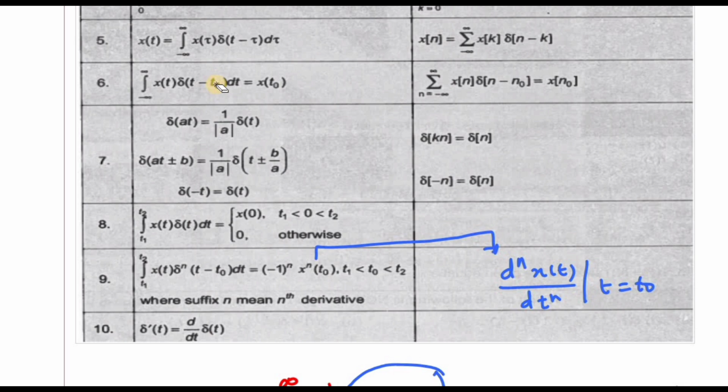Okay, next, so here you can see both are the same, but this one is different. Here you have to substitute t naught instead of t, since it is dt. So if I substitute t naught instead of t, it becomes x of t naught, and this term gets cancelled out. Next, del of a t, I can write as 1 divided by a into del of t.